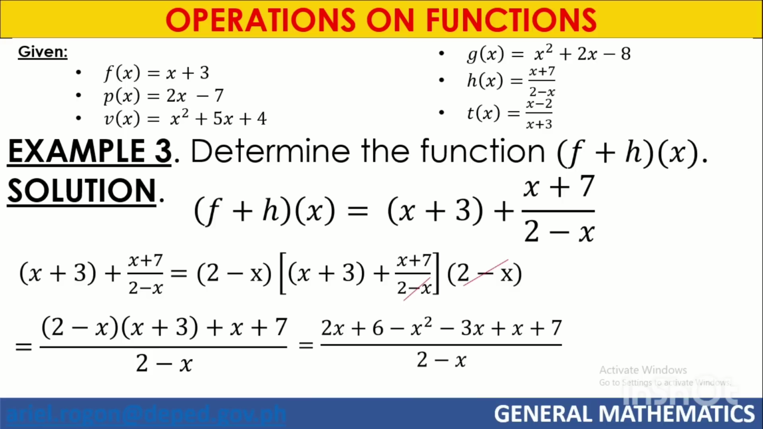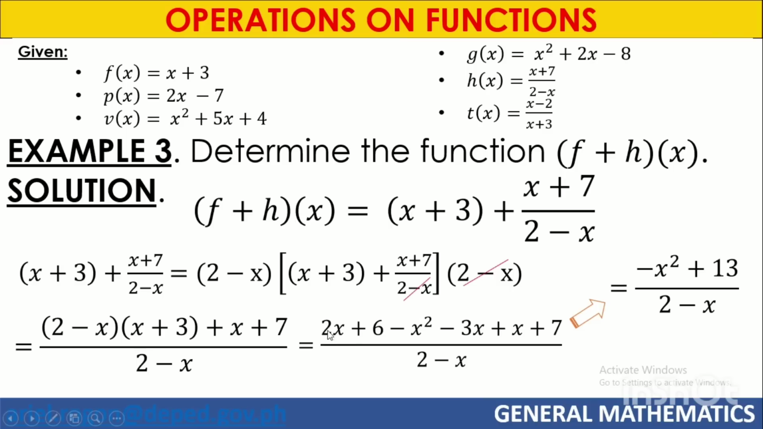So gamit si FOIL method, the answer for 2 minus x times x plus 3 is 2x plus 6 minus x squared minus 3x plus x plus 7. So, hindi pa yan yung final answer. Aayusin natin yung arrangement ng sagot nyo. Since meron tayong pinakamataas na exponent, which is 2, siya yung mauuna. That will become negative x squared.